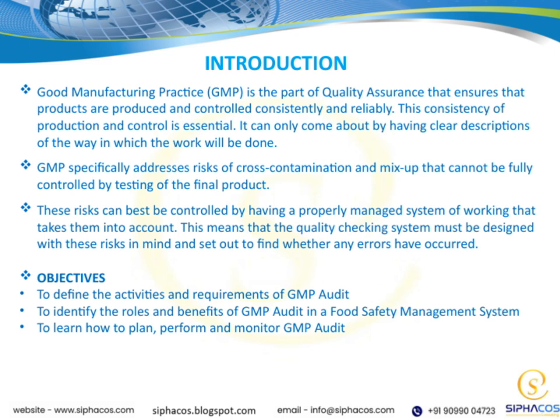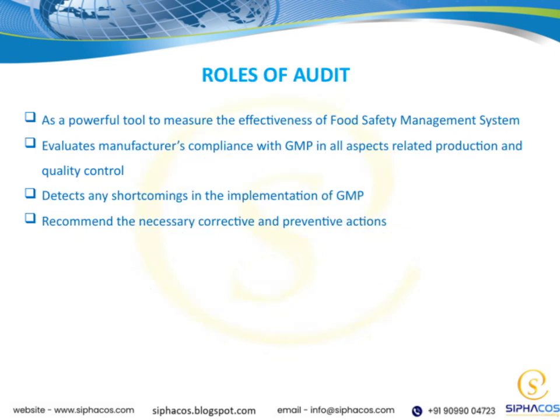Now, the objectives of GMP audits are to clearly define what activities and requirements are involved. They help us understand the roles and benefits of these audits within a food safety management system. And of course, they guide us on how to plan, perform, and monitor GMP audits effectively, ensuring continuous improvement and safety in our processes. Now, let's talk about the roles of an audit in the context of food safety management.